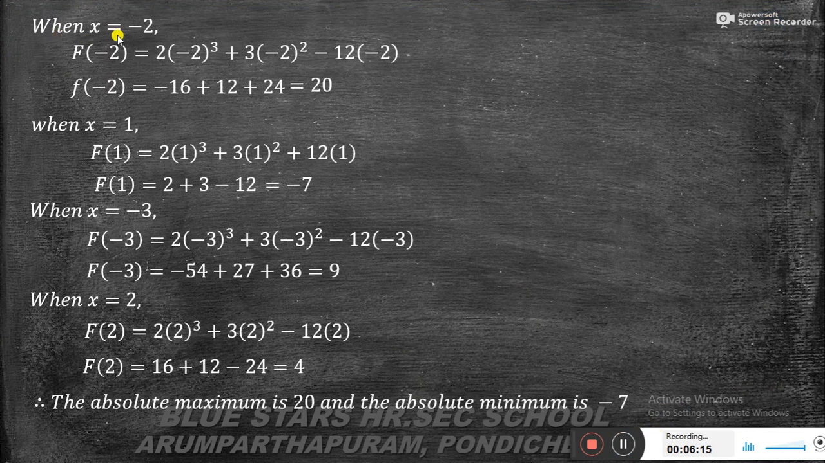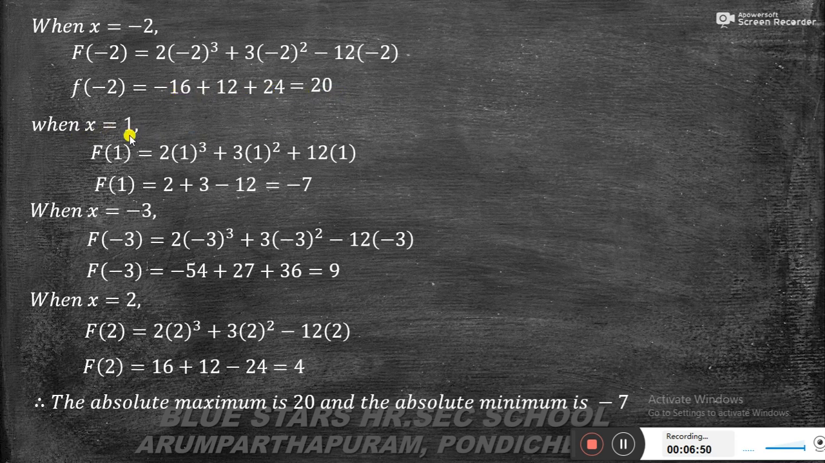Now x equal to minus 2. I substitute x equal to minus 2 in the given function. So f of minus 2 equal to 2 into minus 2 whole power 3, plus 3 into minus 2 whole square, minus 12 into minus 2. Therefore f of minus 2: minus 2 whole power 3 is minus 8, minus 8 into 2 is minus 16, plus minus 4 into 3 is 12, plus minus into minus plus 24. 12 plus 24 is 36. So 36 minus 16 is 20.